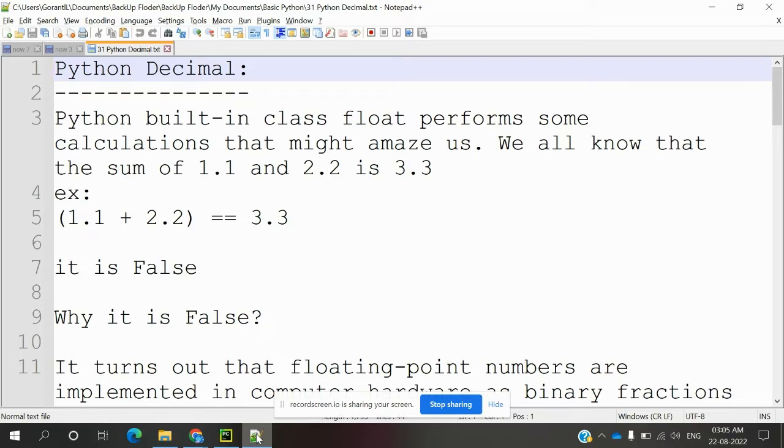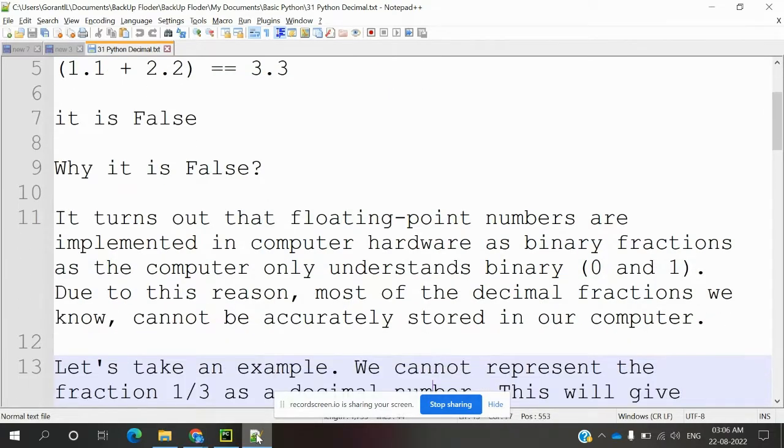By default, you can imagine there is an inbuilt floating point. 1.0 and 2.0 become 3.3 when you calculate it, as with a calculator, by default. But when it comes from the system, it can become false, because the system understands binary format, 0s and 1s. Due to this reason, the fractions cannot be stored accurately in our computer, so sometimes it becomes false.